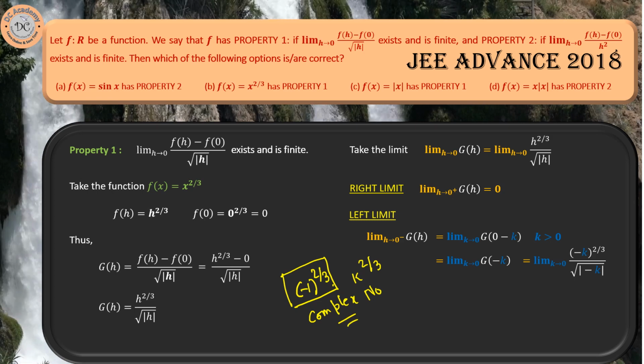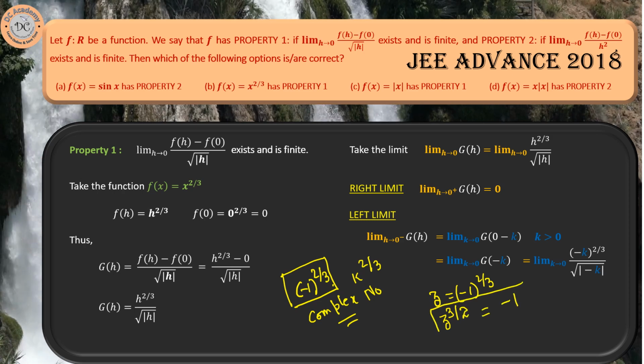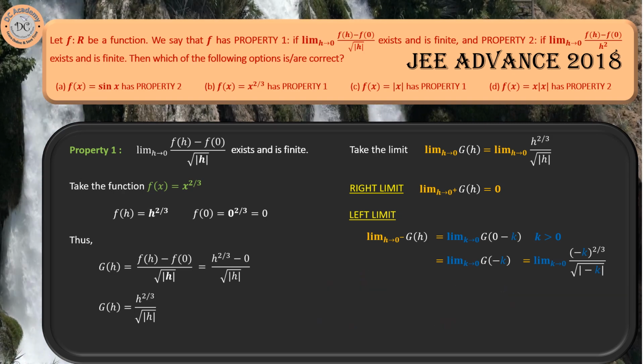Why? Because if I consider that z is equal to (minus 1) whole to the power 2 by 3, then z cubed divided by 2 is equal to minus 1. Now notice that if we go ahead with complex numbers, this minus 1 term is there. So this equation must have two complex number solutions, because 1 by 2 is present. So directly we don't write that minus 1 here, because it will conflict with that property 1. That's why. Let's go ahead.